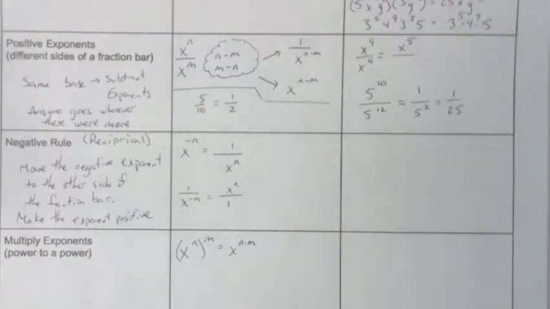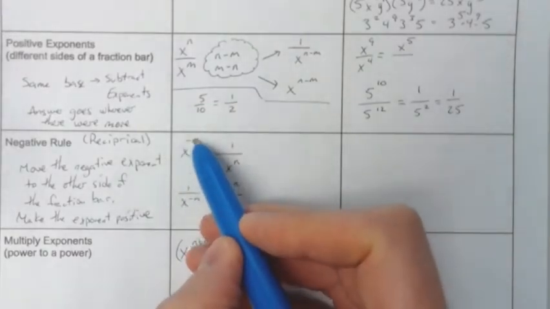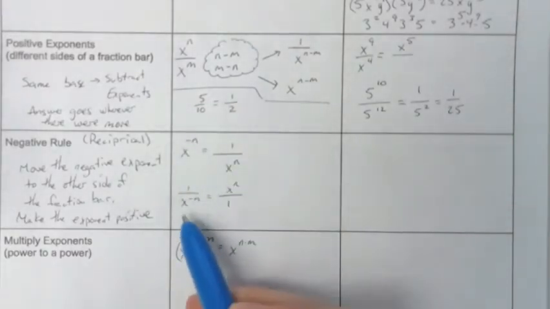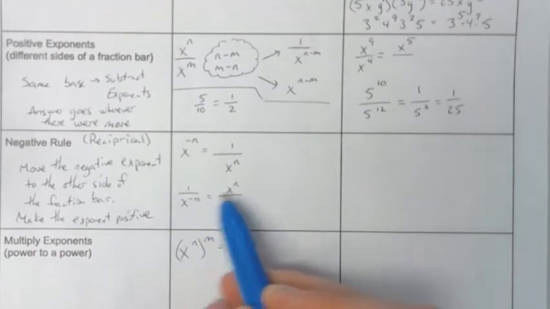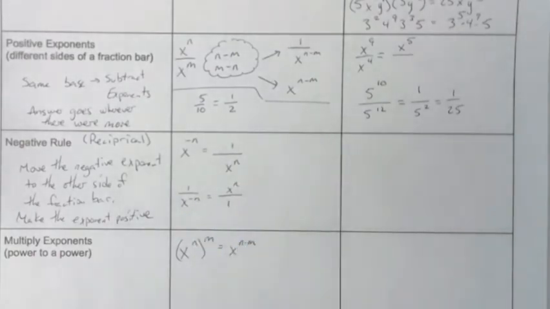The negative rule, sometimes called the reciprocal rule, states move the negative exponent to the other side of the fraction bar and then make the exponent positive. In symbols, if I have x raised negative n, it's a positive n on bottom, or if it's x raised negative n on bottom, it becomes x raised positive n on top.